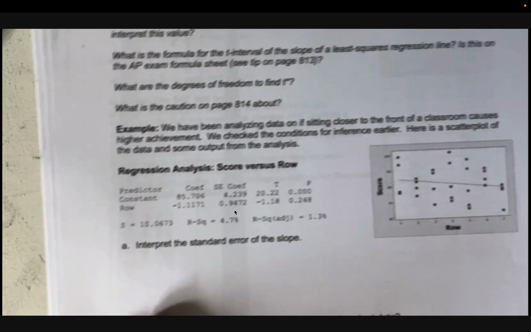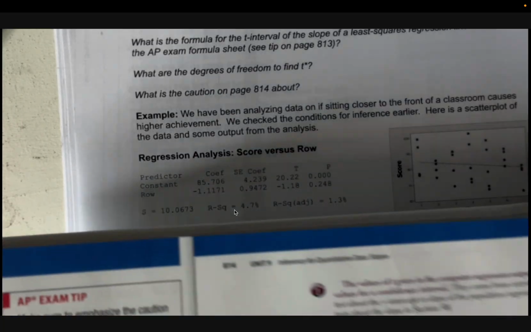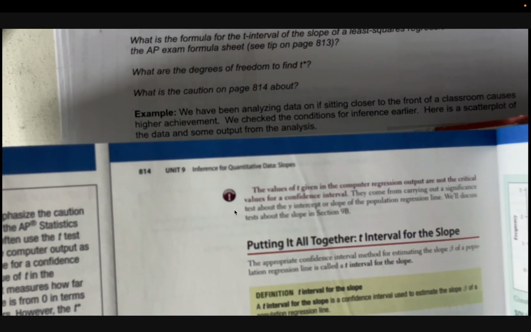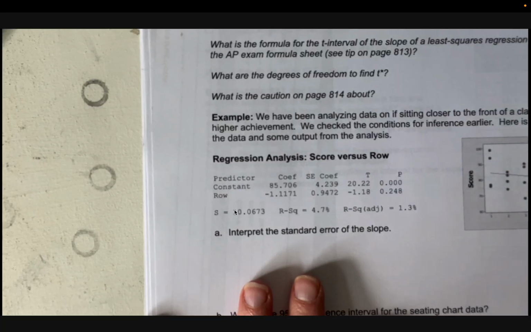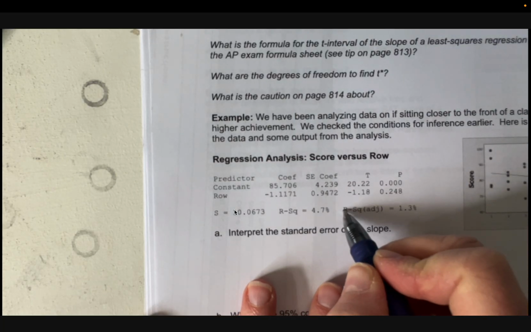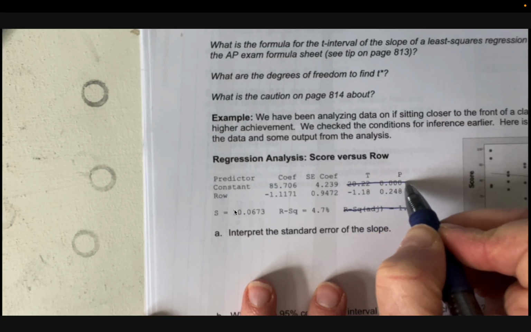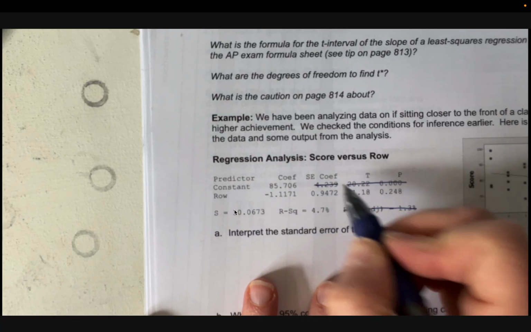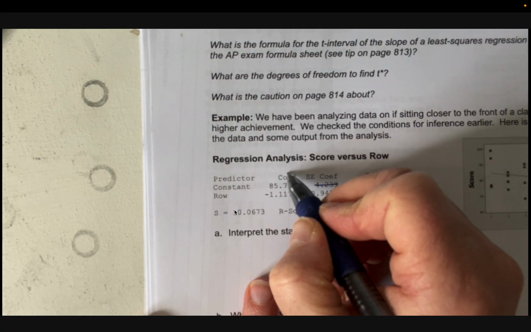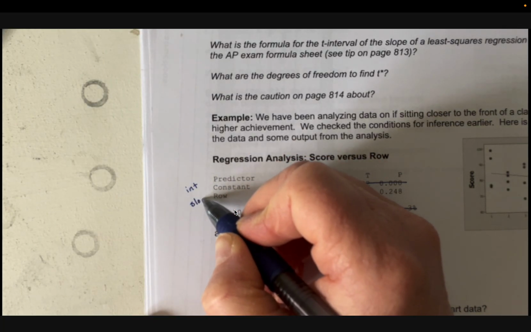All right, caution on 814. So this is where kids get confused. It says the values of t given in the computer regression output are not the critical values. So here's our table that we've seen before. Now, you can always cross this one out. In this unit, you can still cross these ones out. You're actually not going to use this number either, but I'm going to tell you what it is. Remember the first line, intercept, second line, slope.